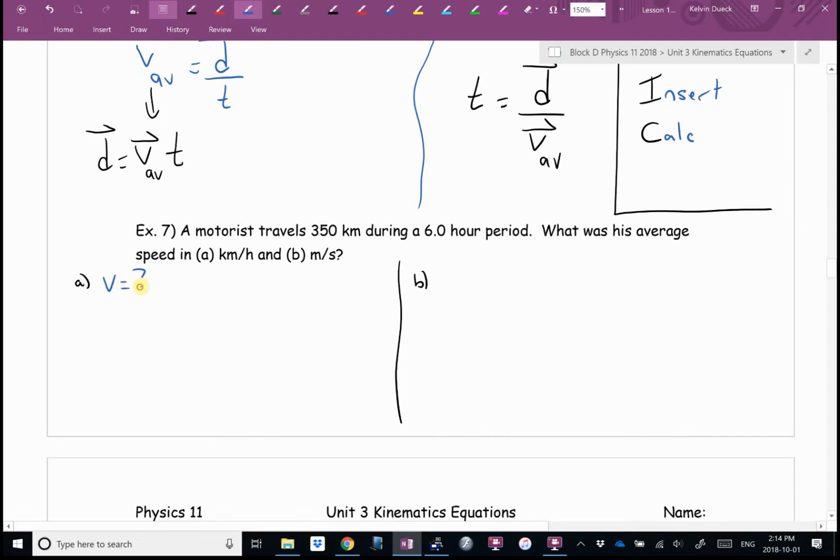V equals question mark. I always write down what they're asking me to find, and I put a question mark next to it. Then what I do is I go back through the question, and I look for any numbers and physics words. You don't know any physics words yet, but you will eventually. And I list those. That 350, see it? What is that? Look at the units next to it and tell me what you think it is.